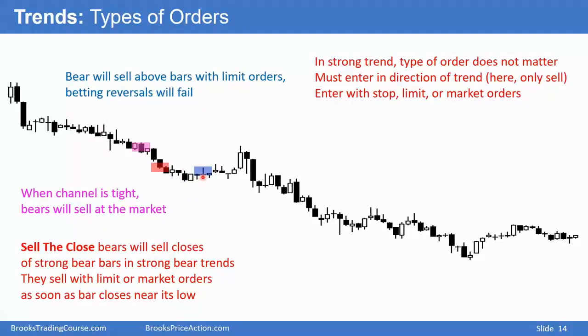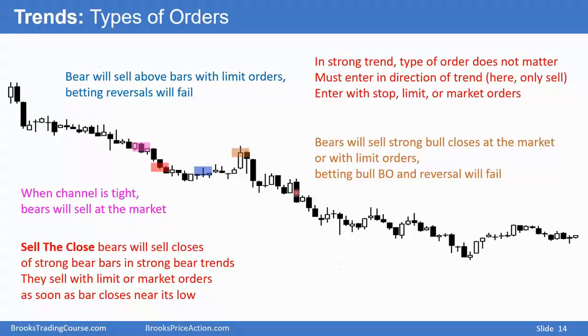Anytime the market is trying to reverse, bears will sell with limit orders at the high of the prior bar, betting that the reversal will fail and become a bear flag and the bear trend will resume. The bull's trying to get a reversal? Well, most reversals fail, and the first reversal is usually minor. Bears will sell the close of a strong bull bar, betting that the reversal up will fail and the bear trend will resume.